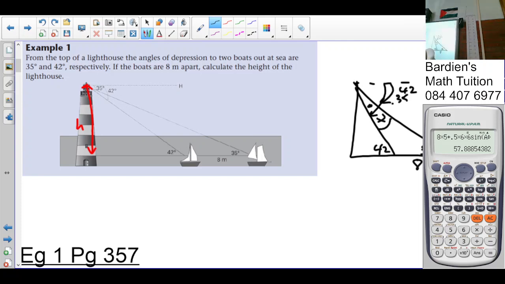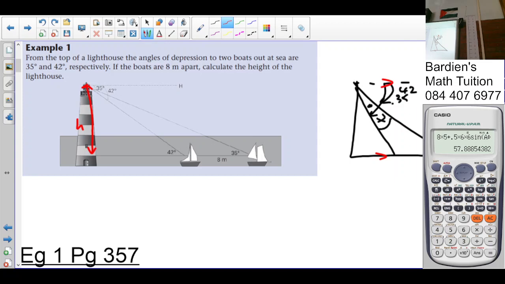Wait. Okay, first. So alternate angles, yes, nice. Can you see here? Remember that the line from where the angle of depression goes down will always be parallel to the horizontal.